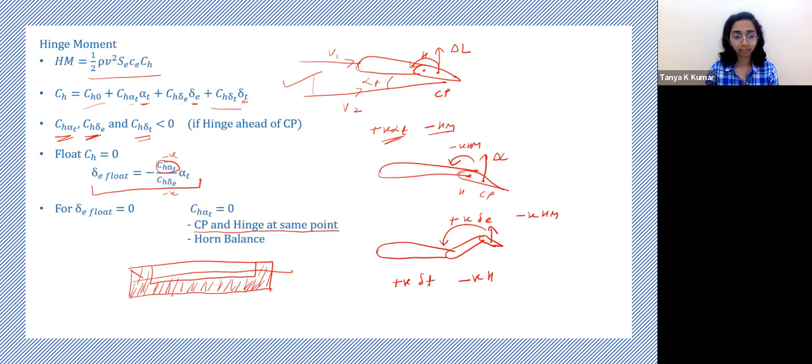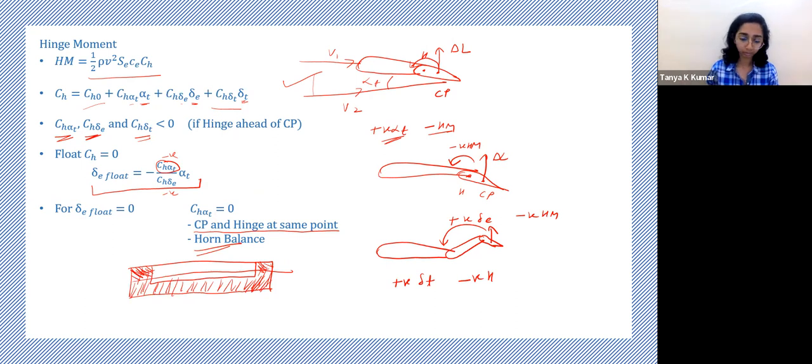But the lift produced by this leading edge portion of the elevator creates a restoring moment. So you design it in such a way that the lift produced by the leading edge and the trailing edge portions cancel out, so that CH alpha tail is 0. Okay, so these are the two methods by which you get CH alpha tail to be 0, so that in a freely floating condition, your elevator floats at 0 degrees.